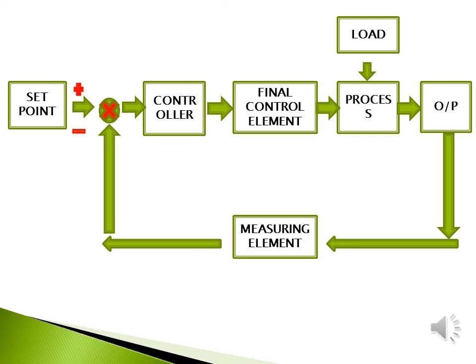This error is given to the controller. Based on this error, the controller will take a decision. That decision is implemented by using the final control element. Then the output from the final control element is given to the process. And this is the working of a closed loop control system.